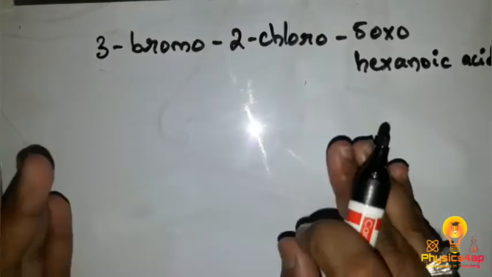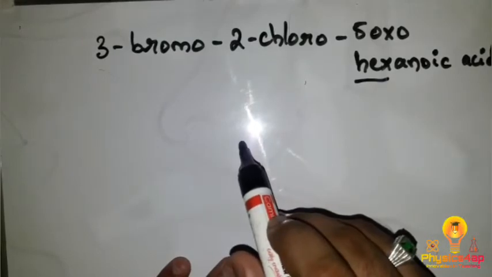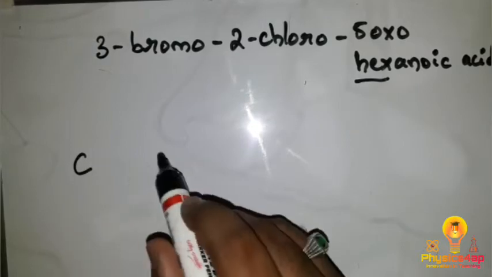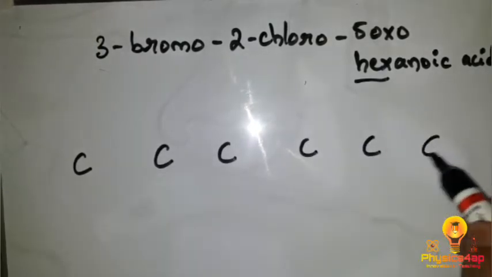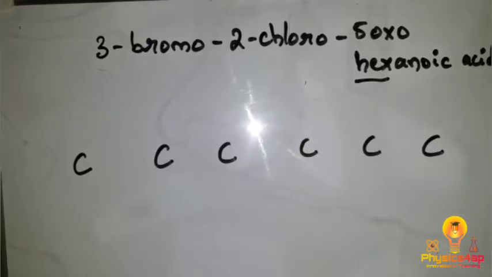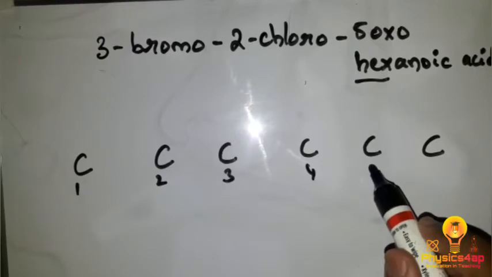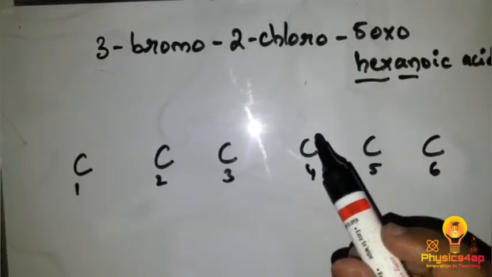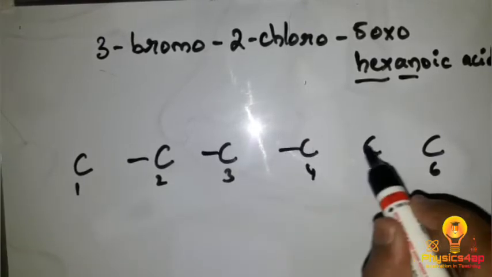Just a simple technique. First see the root word. Number 1, see the root word hex. Hex means 6 carbons. Draw the 6 carbons here, 1, 2, 3, 4, 5 and 6. Next, see the type of bond, whether it is a double bond, a triple bond or a single bond. So it is an, and an represents single bonds. So draw the single bonds for each and every carbon.